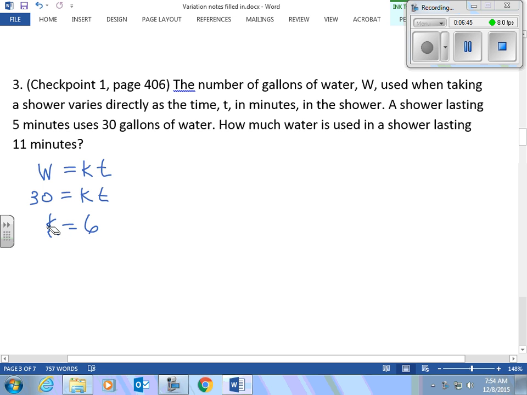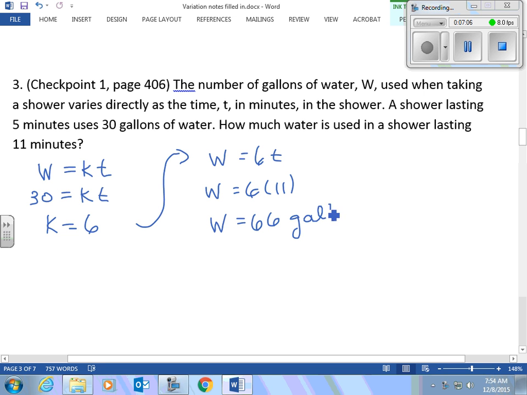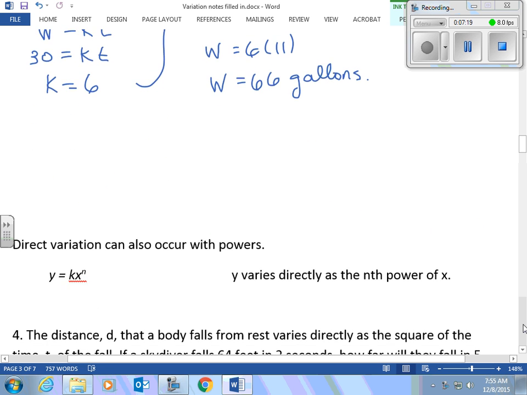Let me just fix that up a little bit there. So K equals 6. So now we substitute that into our formula. So W equals 6T is now our formula. And so an 11-minute shower will be 6 times 11, and the amount of water used will be 66 gallons. Okay, so the math itself is not difficult. The steps will come more smoothly with a little bit of practice.